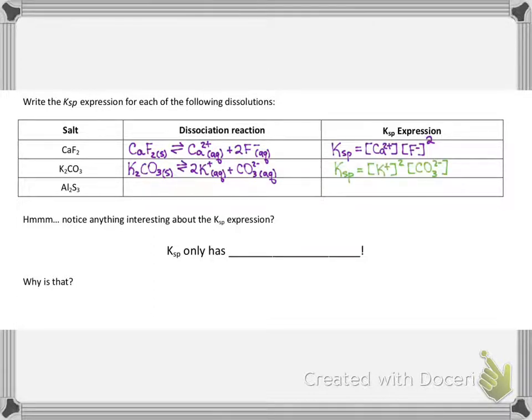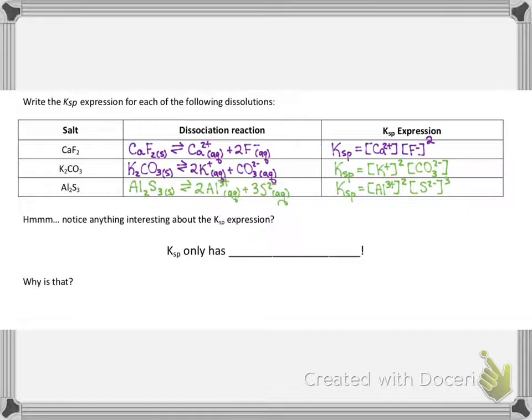So here's your KSP expression for your dissociation of potassium carbonate. Now let's look at the dissociation of aluminum sulfide. So this one breaks apart to form lots of ions, so it leads to a delightful KSP expression. In this case, we had to take the concentration of our aluminum ion and square it, and our sulfide ion and cube it. So much concentration.